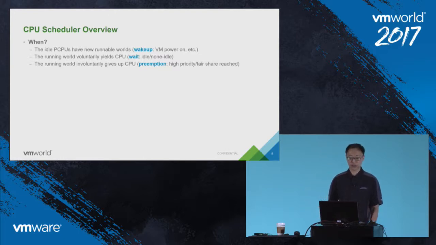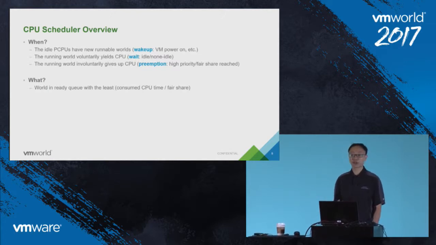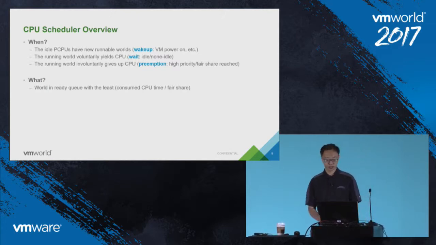So we talk about priority. What is priority? Or which workload is more important than the others? Oh, by the way, world is a synonym for threads or processes we use in ESX. So what we run is the world in the ready queue with the least consumed CPU time over the fair share. And this sort of defines the priority.